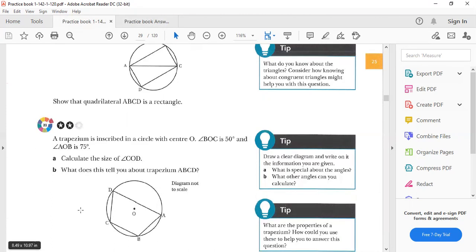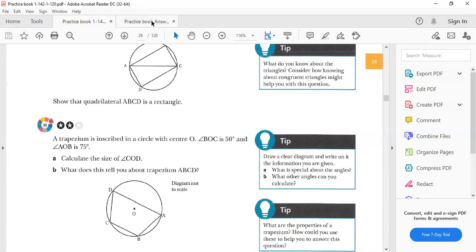COD also will be 75, because this side, no, not 75. This one is equal to 180, a straight line. So 180 minus 75, that will be 105, if it's BE. One minute. 75 is EOB, yeah, 75. So COD is also 75.